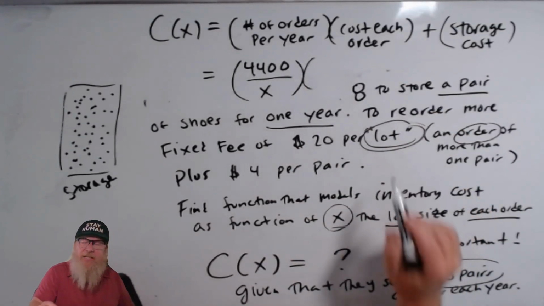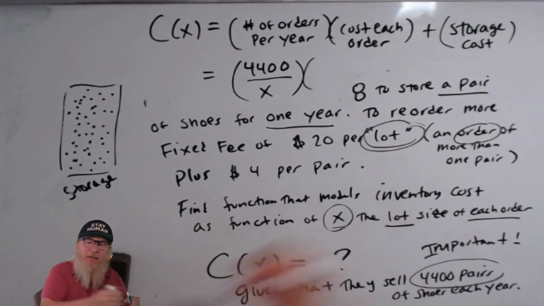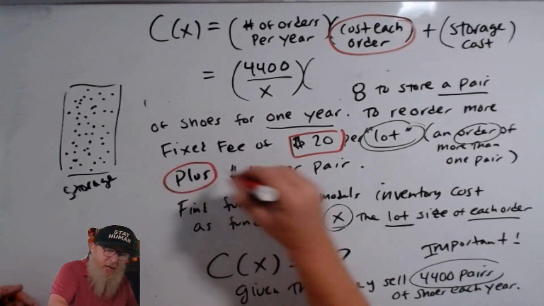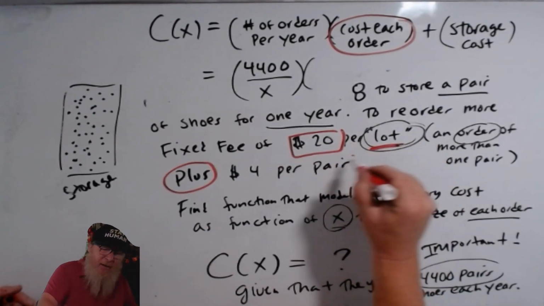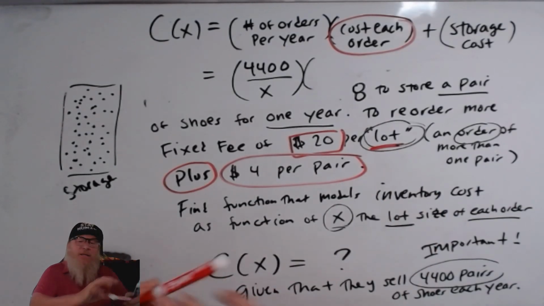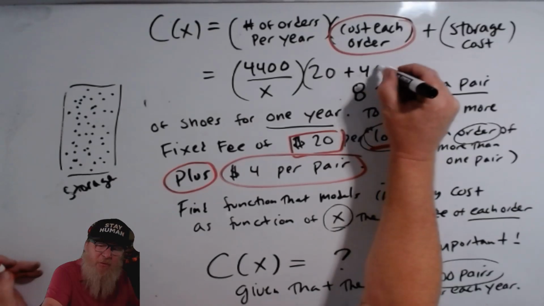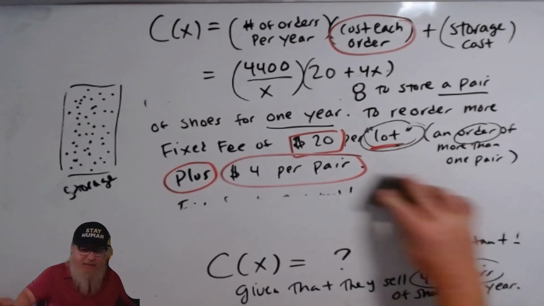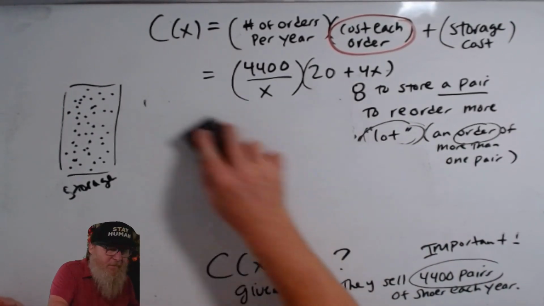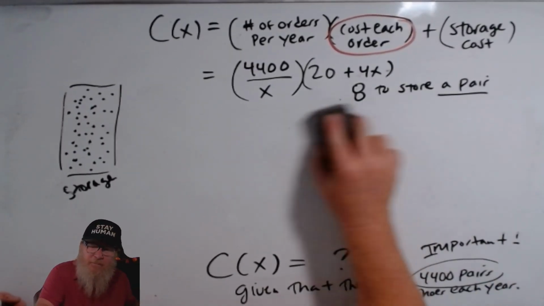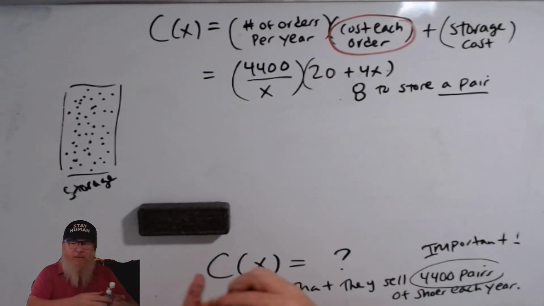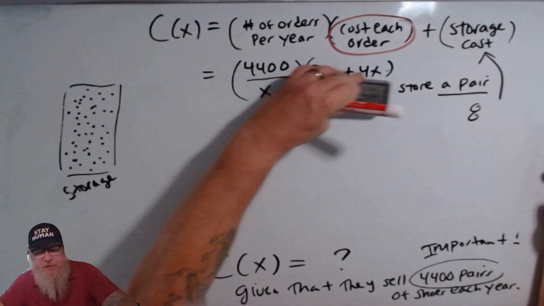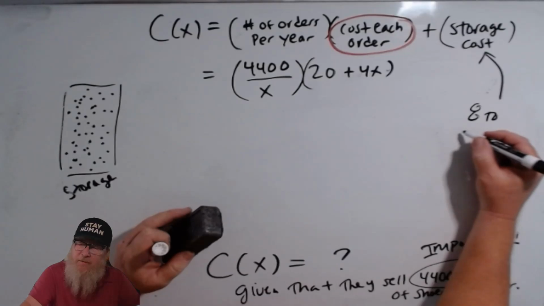All right, now the cost of each order, that was given in the problem. $20 per lot plus $4 per pair. So that's 20 plus 4x. All right, now I don't need any of this. And then I'm going to get rid of this. That's going to go right here. It's $8 to store a pair of shoes for a year.